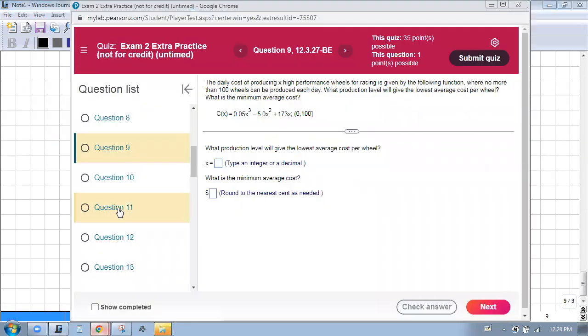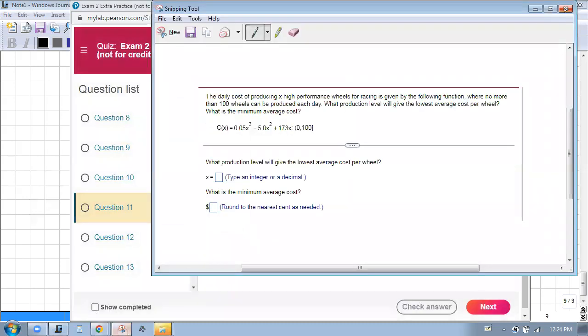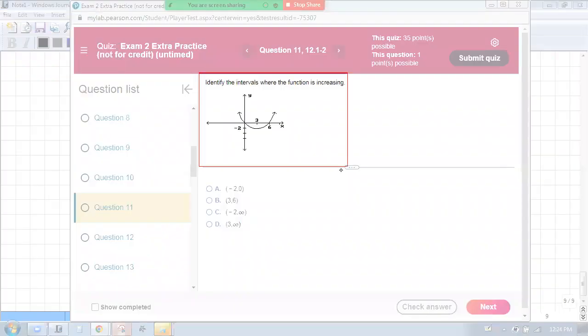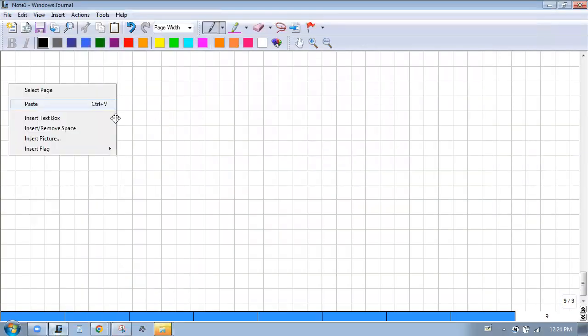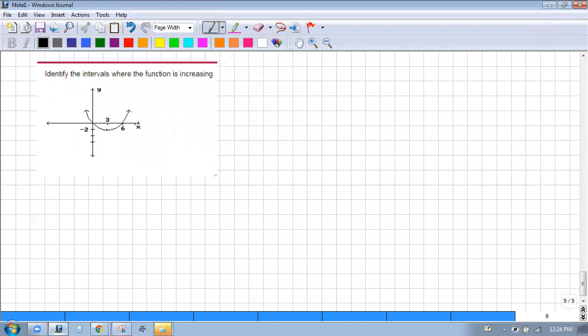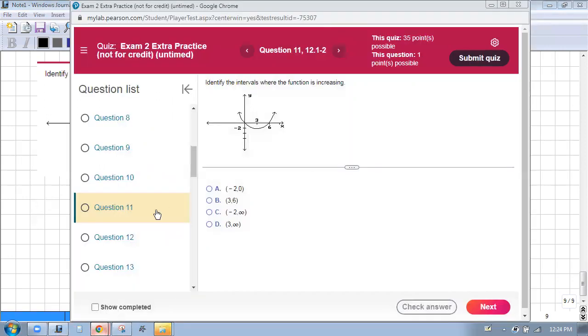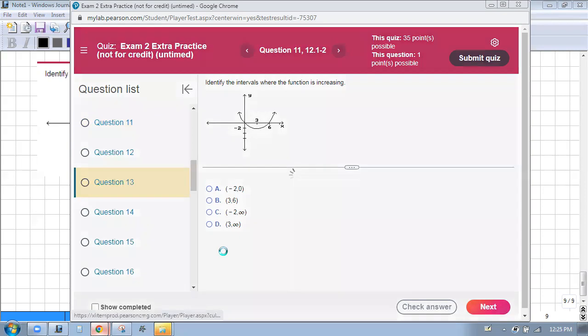So that was 9. Let's look at 11. Where is it increasing? Well, from 3 to infinity. Round bracket, not square bracket, because at 3 it's not increasing, it's 0. You have to have a round bracket here. That was 11. All right, 13.